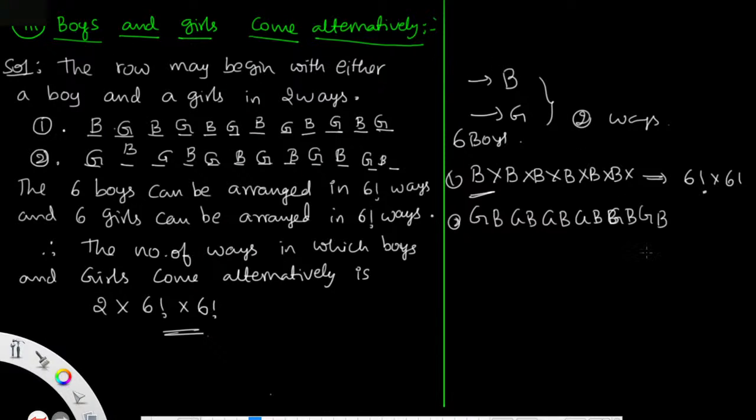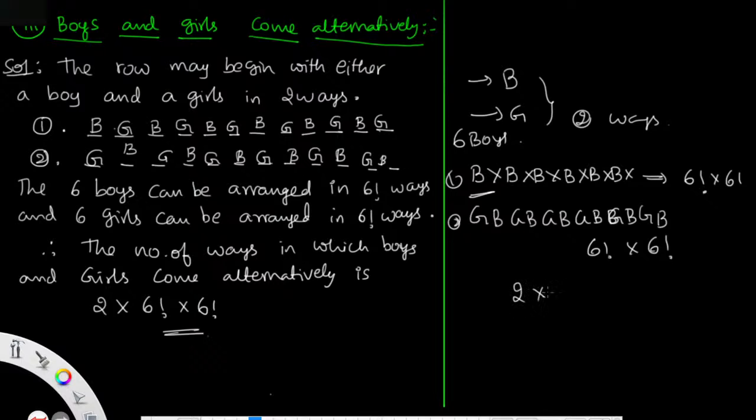Boys and girls come alternatively means the row may begin with either a boy or a girl, in two ways. If the row begins with a boy, first you take a boy, then a girl, then a boy, like this, with 6 boys and 6 girls. The second way is that the row begins with a girl. The internal arrangement of the boys is 6 factorial and the 6 girls can be arranged in 6 factorial ways. Therefore, the total number of ways is 2 into 6 factorial into 6 factorial. This is question number 6, the most important one.